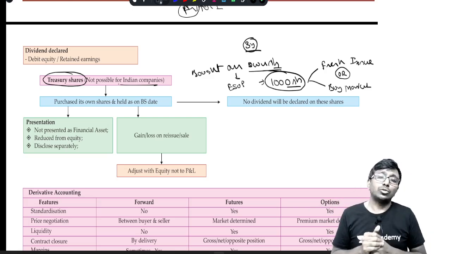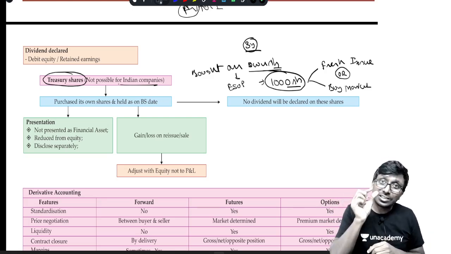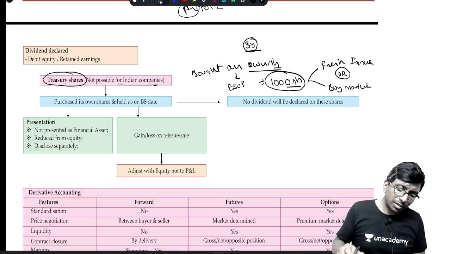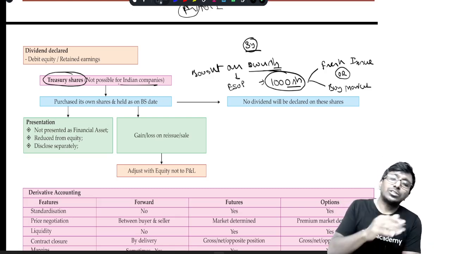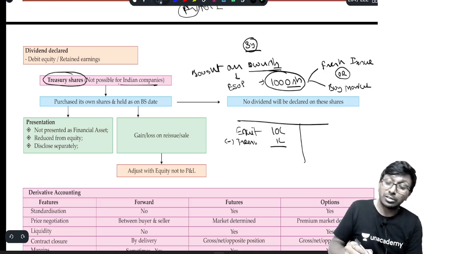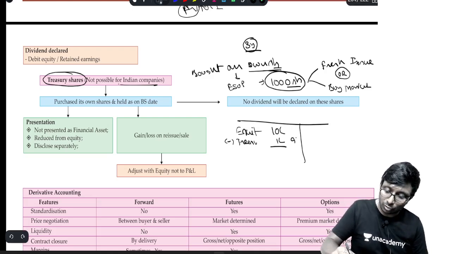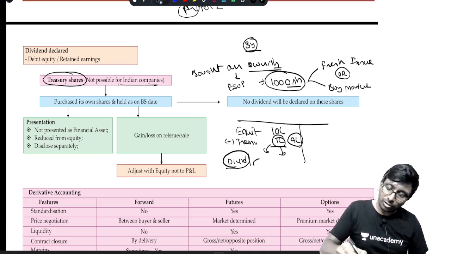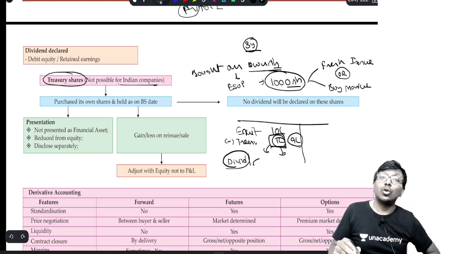If the law permits, you can buy your own shares. The shares you bought are called treasury shares. But what should I do with them? You cannot hold your own shares, so you reduce them from the equity. In the balance sheet, equity is, say, 10 lakh, minus treasury shares. If you bought 10% already, then 9 lakh only will be presented. On this 1 lakh, obviously we will not get any dividend. If you want, you can cancel it or reissue it. That's up to you. You can reissue, you can cancel it. That's purely allowed by the law.